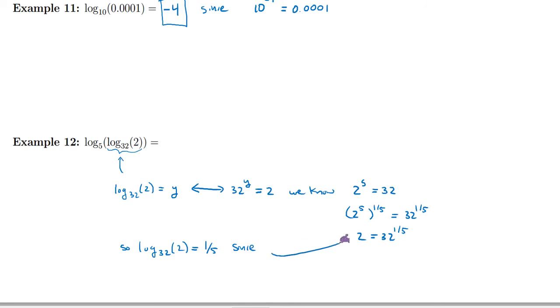since this is true. Okay, so now we have log base 5 of 1/5, which is log base 5 of 5 to the negative 1, and then that's negative 1 because 5 to what gives you 5 to the negative 1? So that's it.